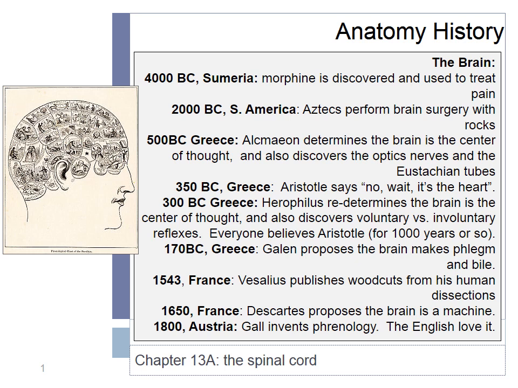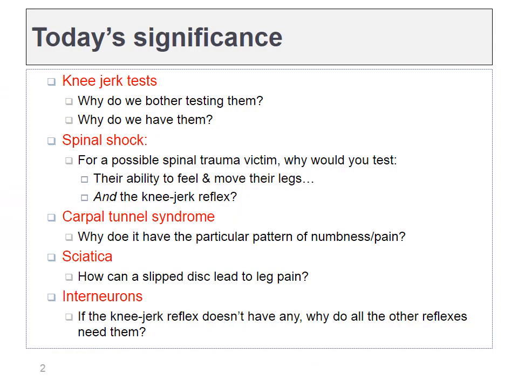Chapter 13a, the spinal cord. In this lecture, we'll talk about testing the knee-jerk reflex. We'll ask, why do we bother testing it in the first place? And why does the human body have this reflex?